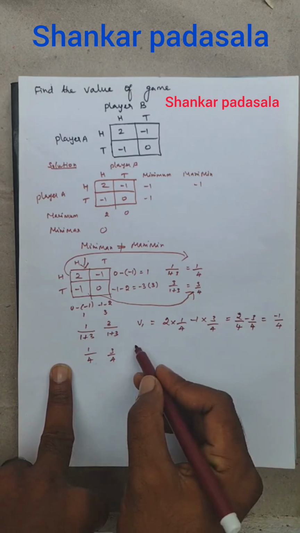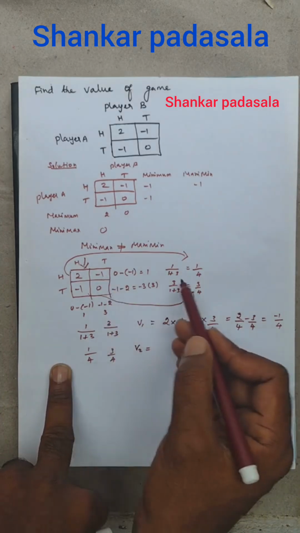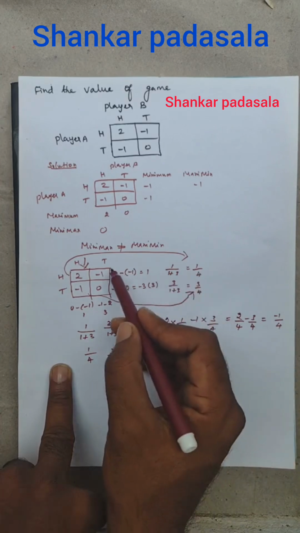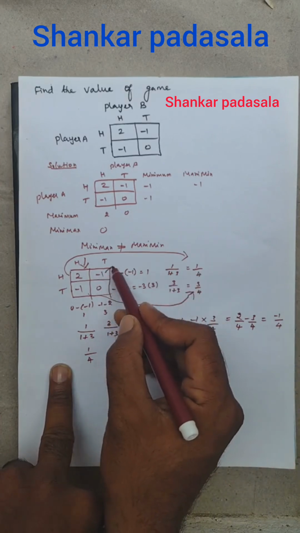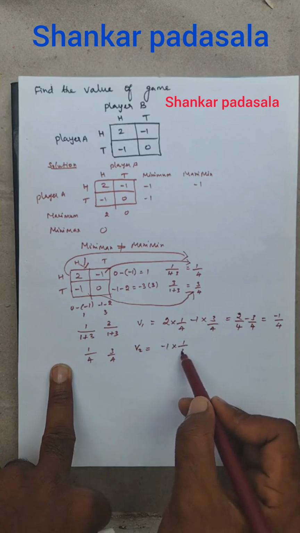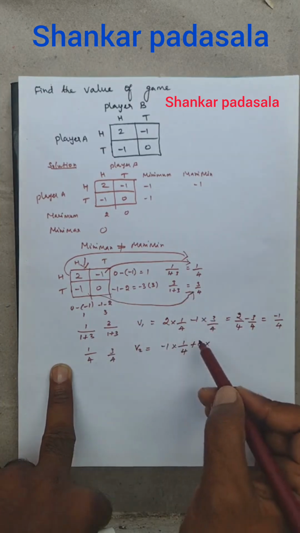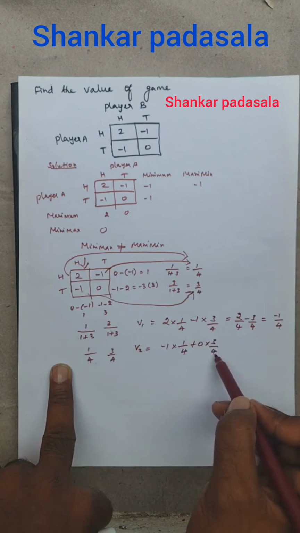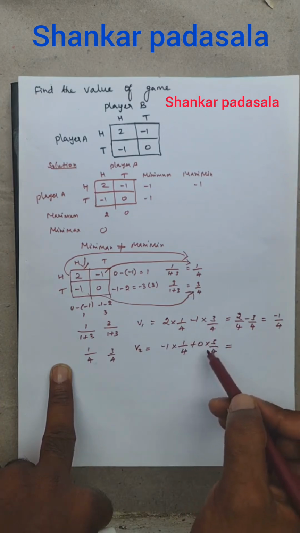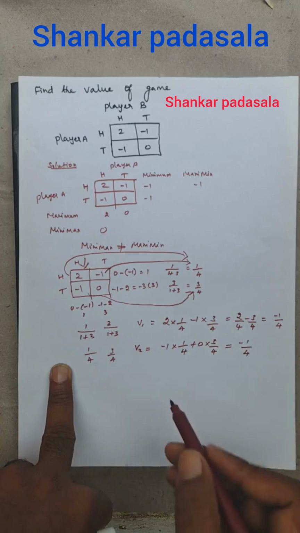Similarly V2, value of game 2: here -1 into this value 1 by 4 plus 0 into 3 by 4. So here 0 into 3 by 4 becomes 0. So -1 into 1 by 4 gives -1 by 4.